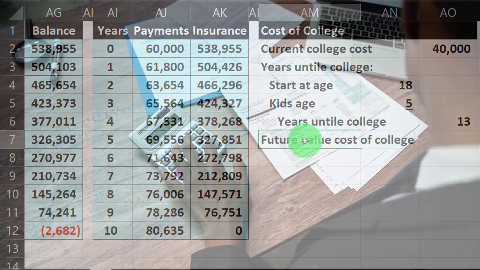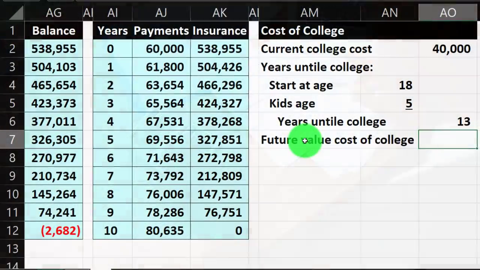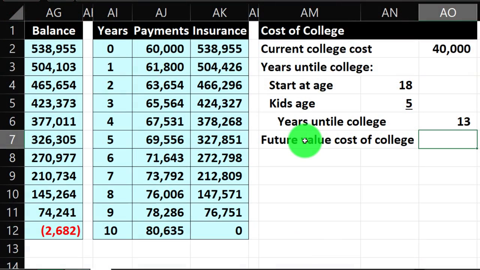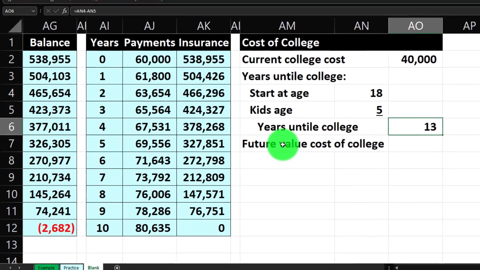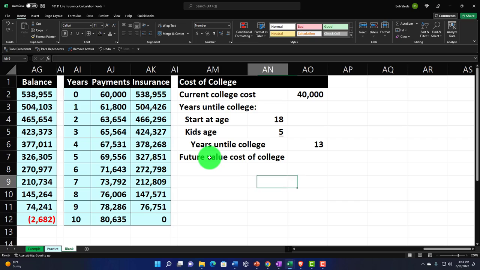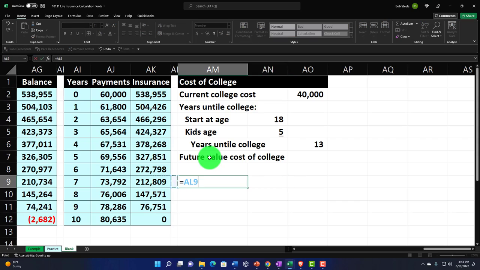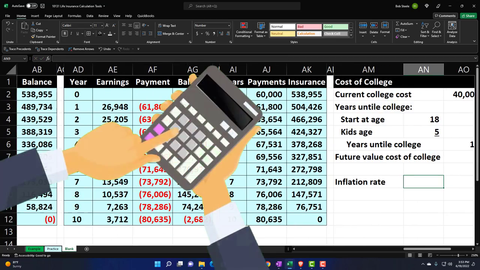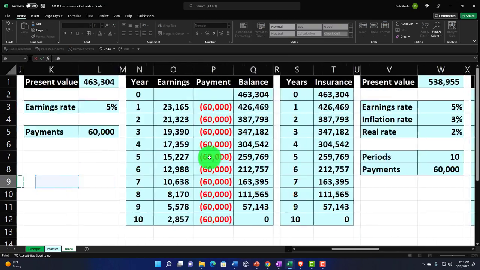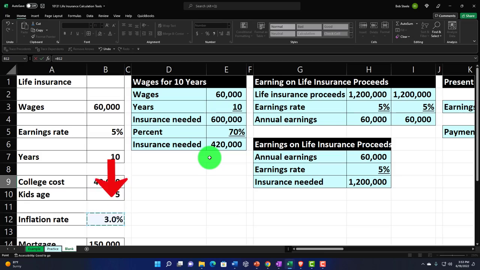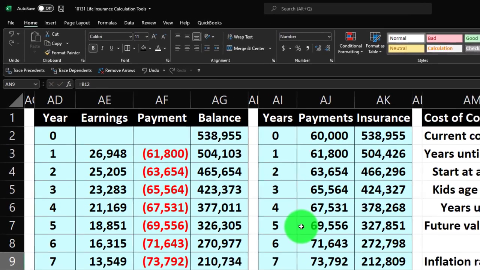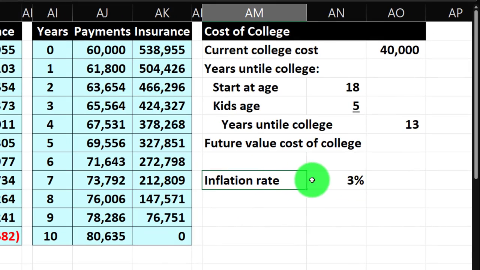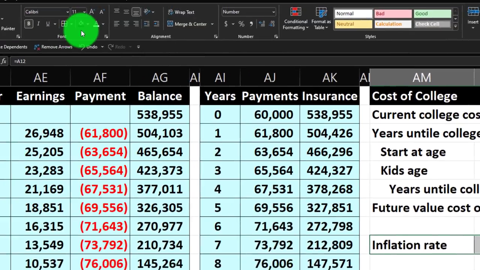Future value cost of college. So then I'm going to figure out the future value cost of college because I'm going to say that there's inflation involved. I said inflation's 3%. Let's put that down here, so I can see everything in the same spot. This equals the inflation of 3%. We'll go to the home tab, numbers, and percentify it. I'm going to select these two and make that border blue.